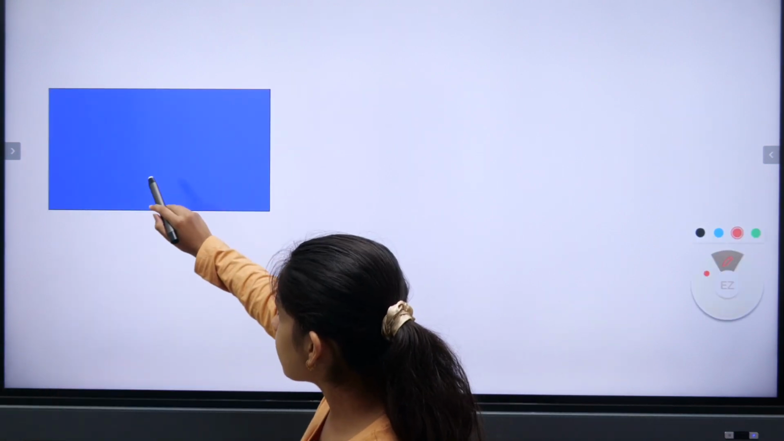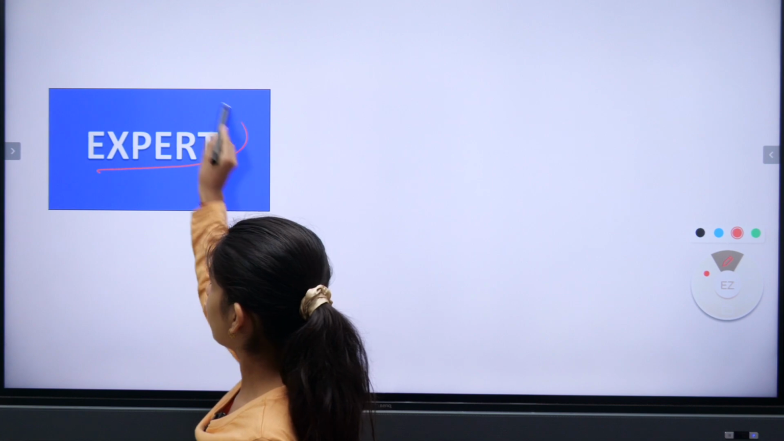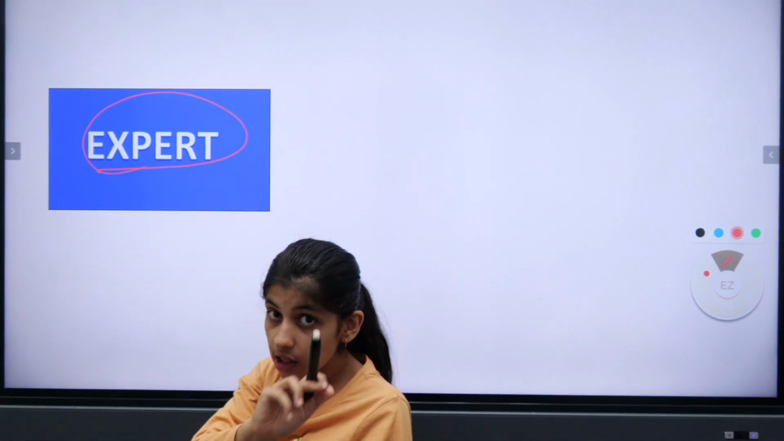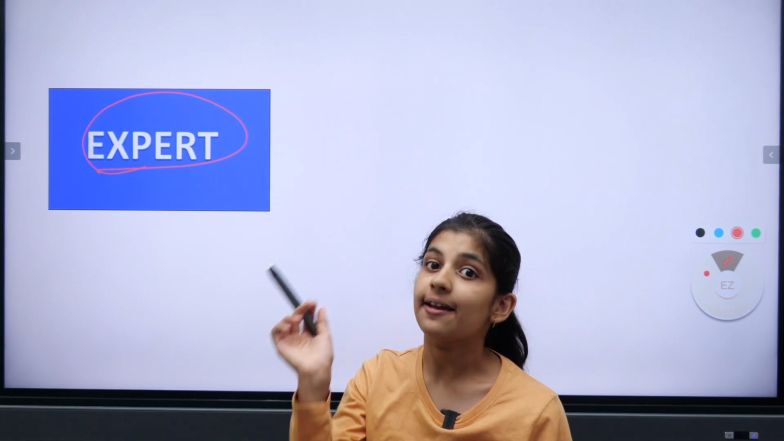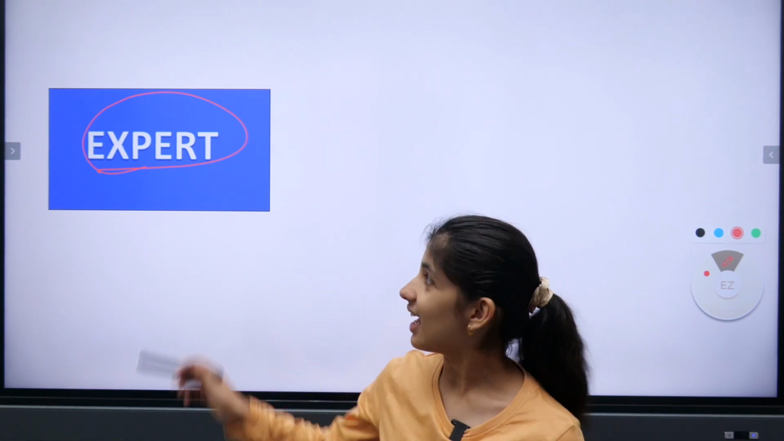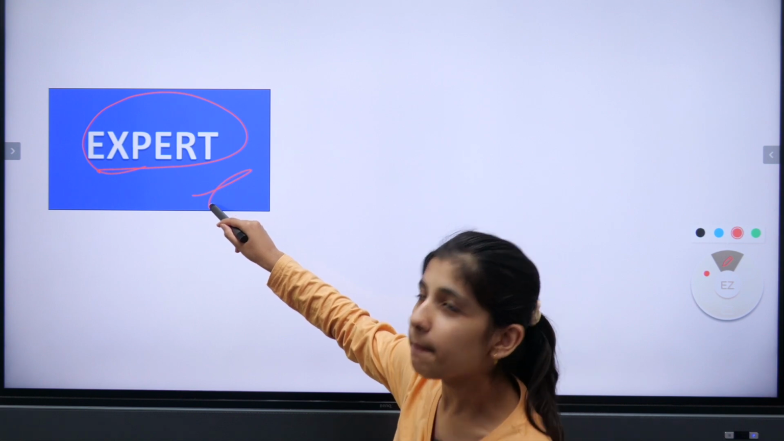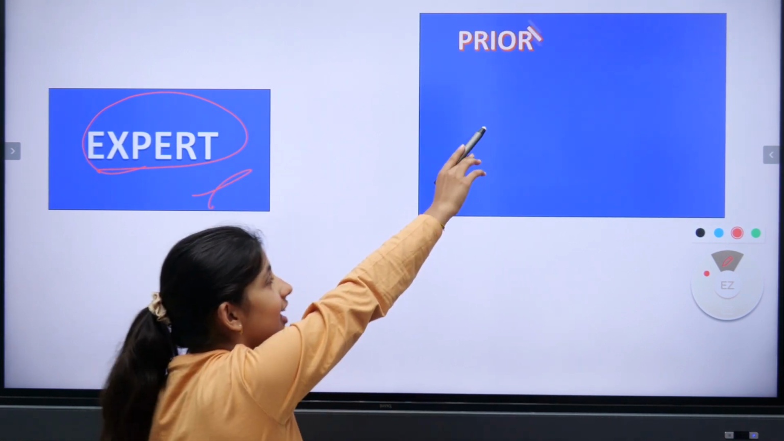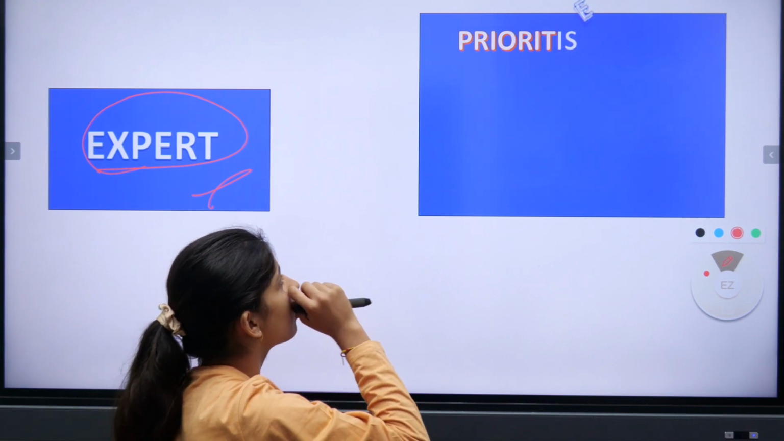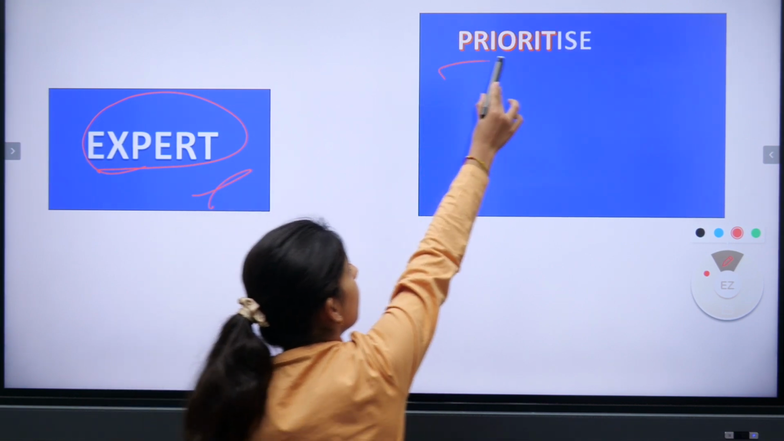Do you know what is the correct pronunciation of this word? I hope all of you will be pronouncing it as expert. Expert. If it is so, then you're right. It is expert. But what about this word? Let this word come first. Okay, yeah. What about this word?